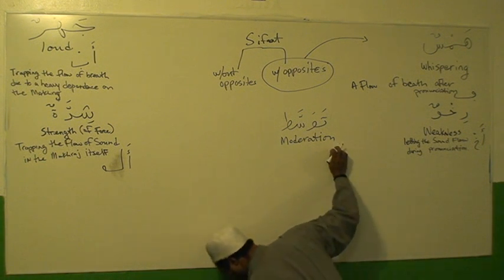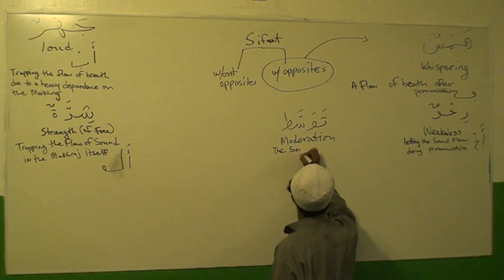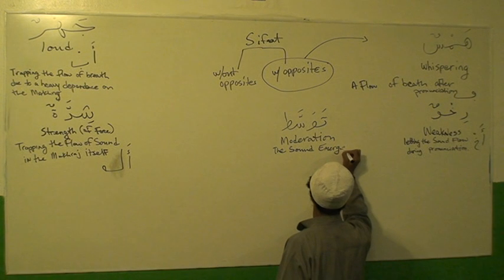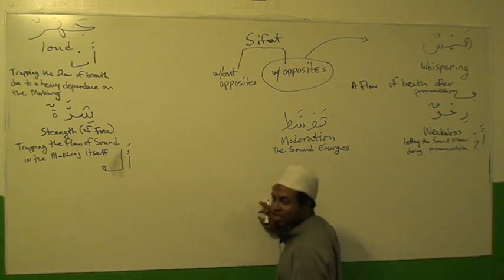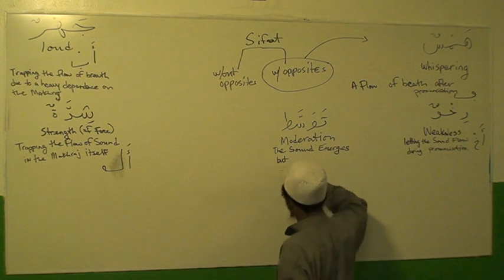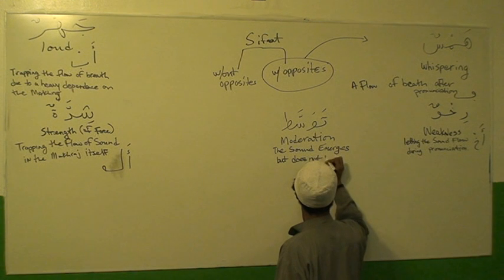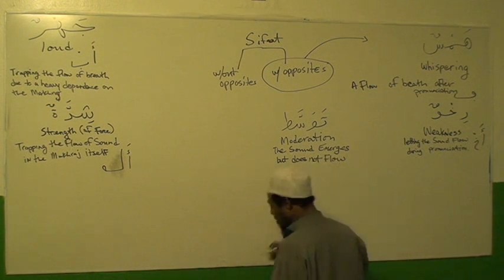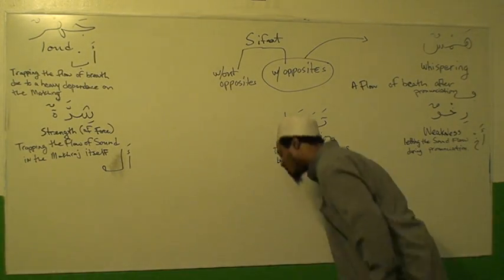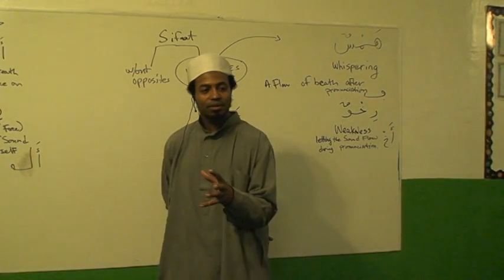Moderation. Okay, meaning that the sound emerges, right? The sound comes up, it emerges. It appears. Everybody understand why I say the sound emerges? But it does not, however, flow. So now we're thinking, what are we talking about? The sound comes up, but it doesn't flow. It's a controlled sound then.